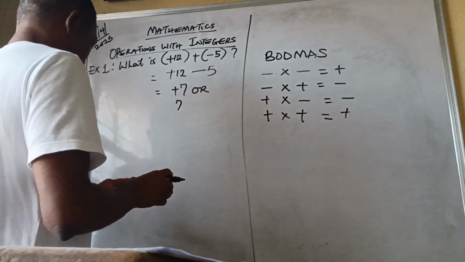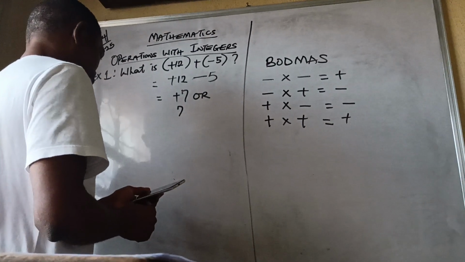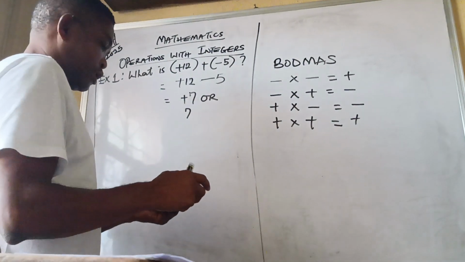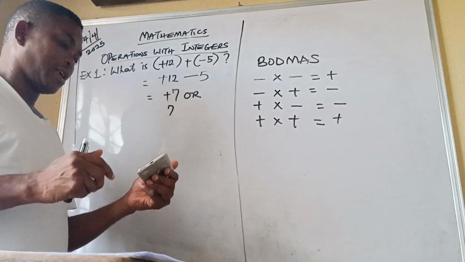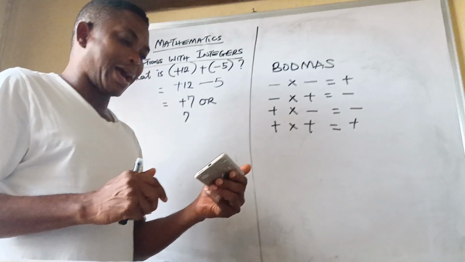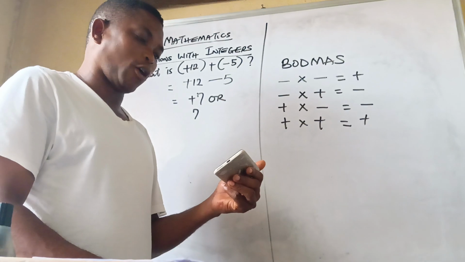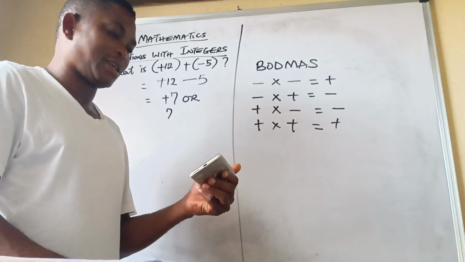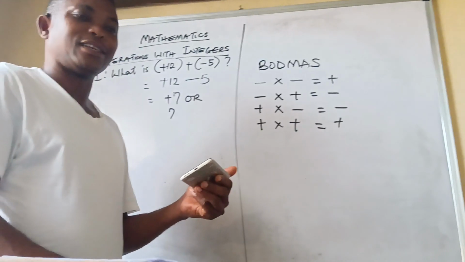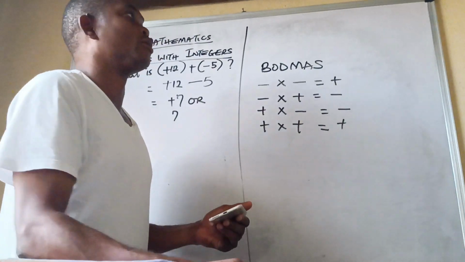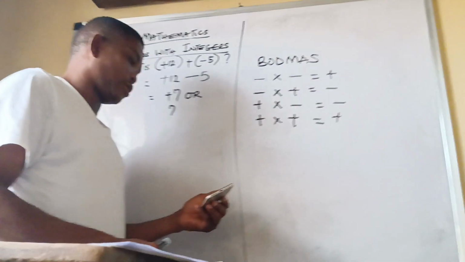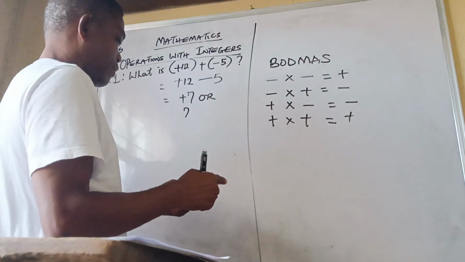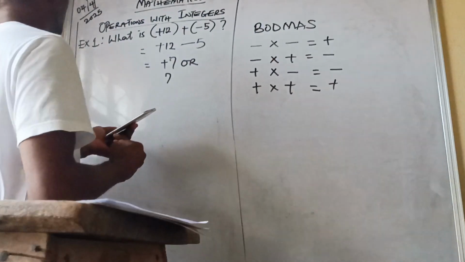So let's go to the second example. I think there's an explanation for this first example. Let me read it. Think of a hot air balloon rising 12 feet, then coming down 5 feet. In the end, the balloon is 7 feet higher than it started. It means that you are still going to subtract. That's what it means, subtraction. So they are trying to give us an illustration using a rising balloon.